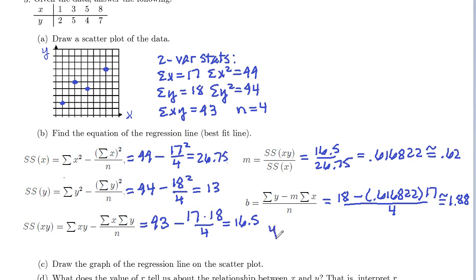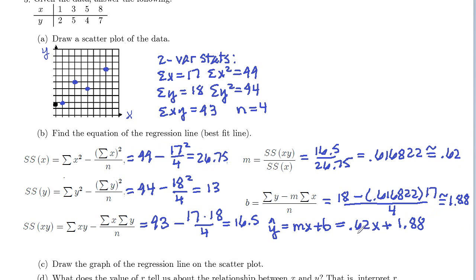So then our estimating line, y hat, is equal to mx plus b. And our slope is 0.62 times x plus our b is 1.88. Draw the graph of the regression line on the scatter plot. So our y-intercept is 1.88, so a little less than 2. Let me do my dot in a different color here. So 1.88, about right there. And then we need one more point.